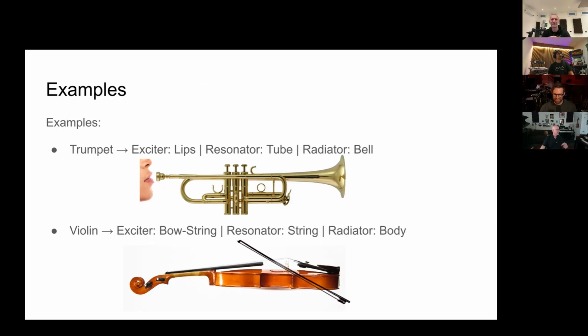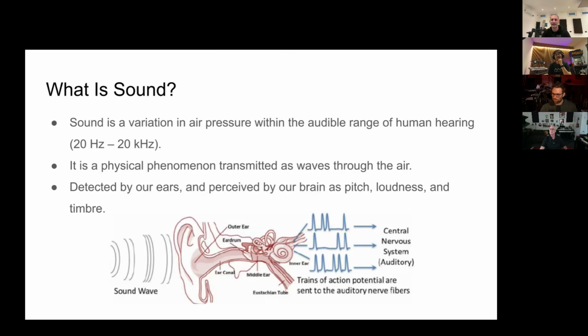So let's see some examples. If we think about the trumpet, the exciter are the lips that produce the initial buzz. The resonator is the tube of the trumpet, and the radiator is the bell, basically. In a violin, the exciter is the friction between the bow and the strings, the resonator is the string itself, and the radiator is the body, basically. Usually, we can find similarities in other instruments.